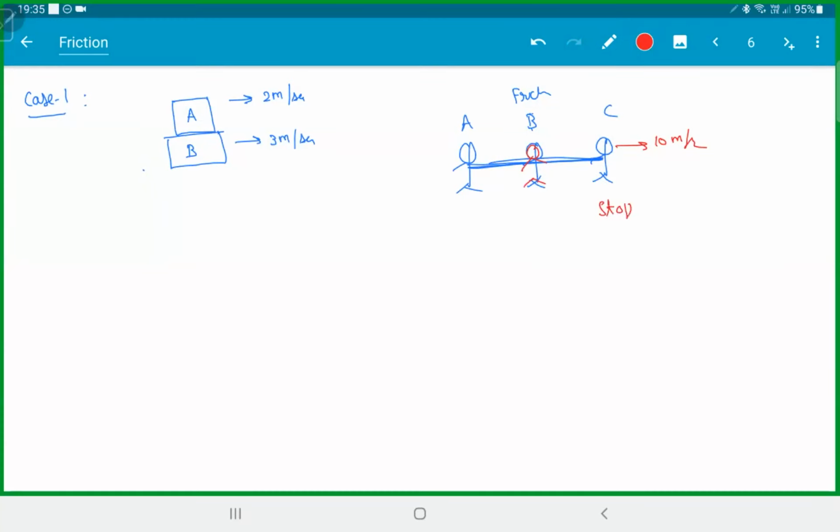You can do that one. Or forget about C. Make A also run with 10. Remember, at the end of the day, your job is to keep them together. I never said you have to stop anyone. You can make A also run with 10. Or you can decrease C to 5 and increase A to 5. Then also they're together.